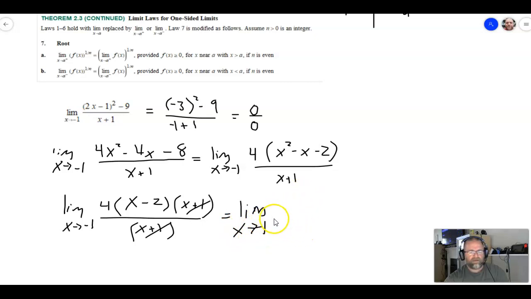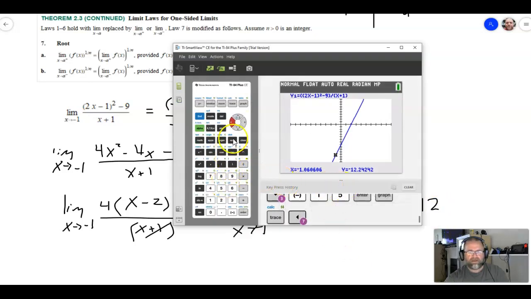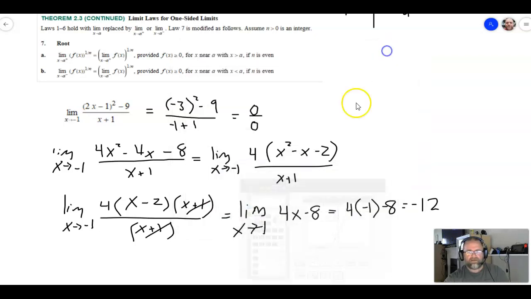-1 of our function 4x minus 8, which is just going to be equal to, since this is a polynomial, the function at -1. This is going to be negative 4 minus 8, which is equal to negative 12. And that's pretty close to what we saw on the calculator there. So if we go back and forth between there and there, sure enough, that looks right. And that is our answer.